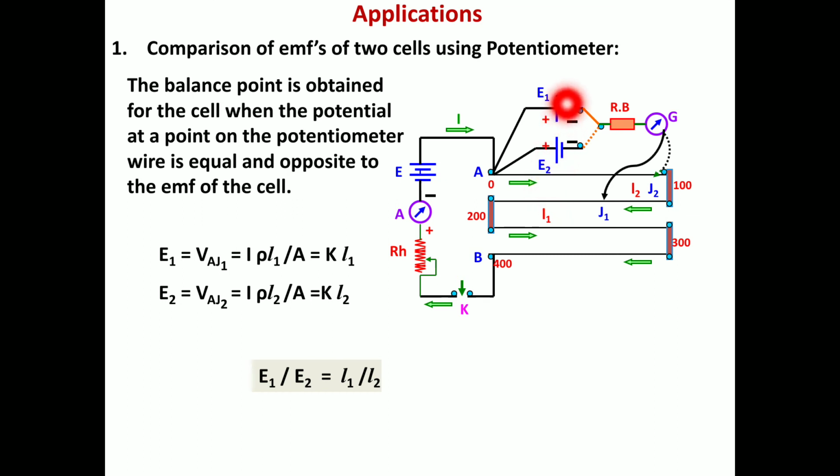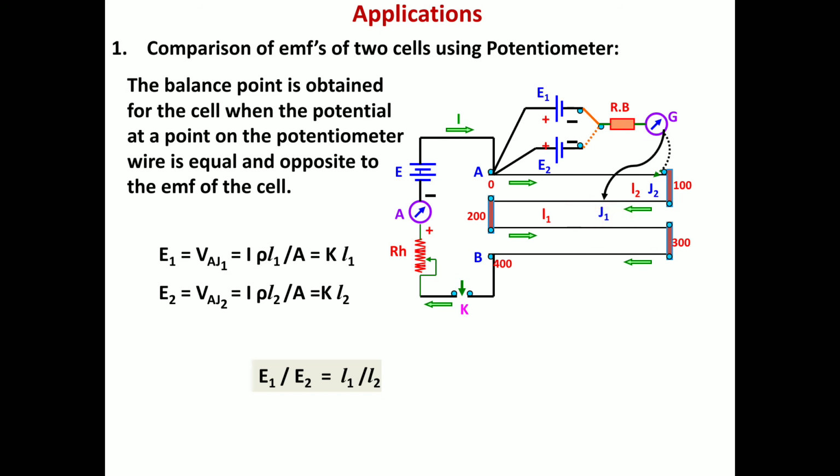Now if we slide the jockey, suppose E1 is in the circuit, say this key is closed, and we slide the jockey right from point A onwards. Then suppose we find that on sliding the jockey, at this point J1 the galvanometer is giving null deflection. The pointer of the galvanometer is at the null point, or the 0 point. At that moment we will stop and measure this length AJ1 with the help of a scale.